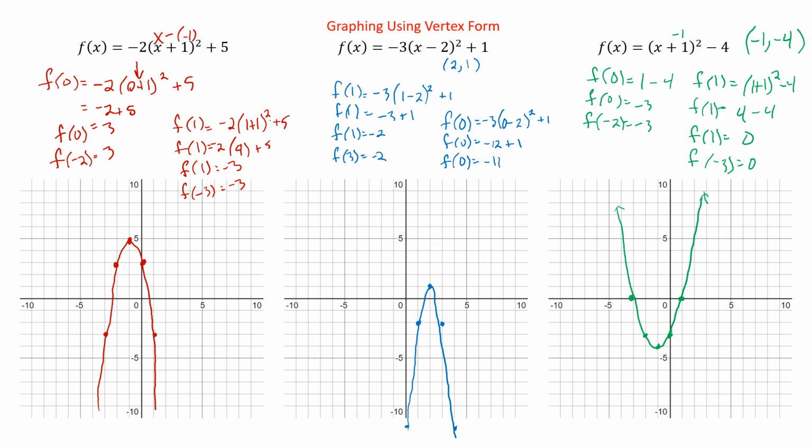So that's graphing. We start with our vertex and then plug in a couple values on one side, and then you can use symmetry to get to the other side, or you could just plug in a couple values on either side if you really want to. But I would use the symmetry.